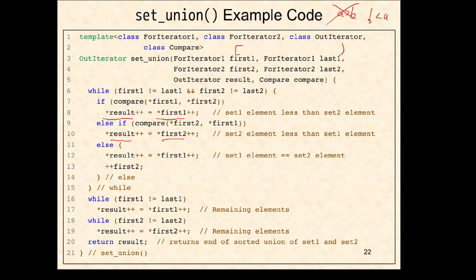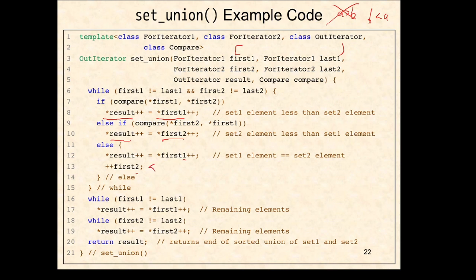Else, and we saw this when we were in the middle of modifying binary search. If A less than B was false and B less than A was false, then the two must be equal. So if they're equal, we copy one of them to the output. It doesn't matter which one. I could swap 1 and 2 here and the code would still be fine. So we copy one of them to the output and we make sure that all of the iterators get incremented. So the result iterator gets incremented, first 1 gets incremented, and then first 2 gets incremented.